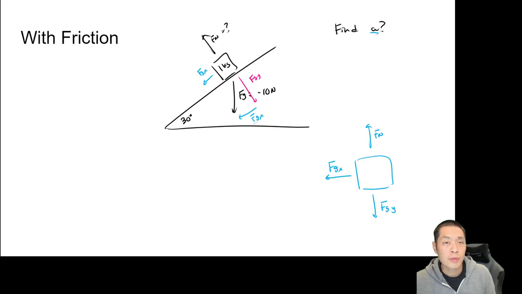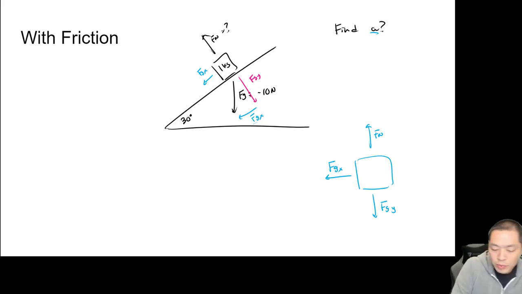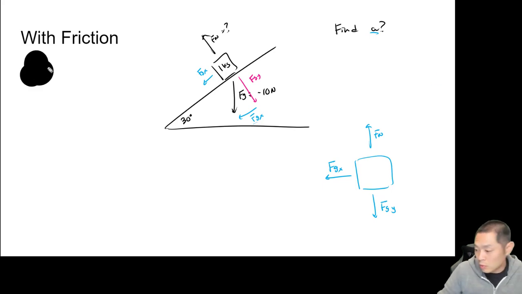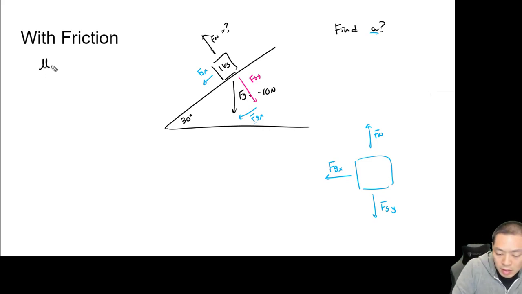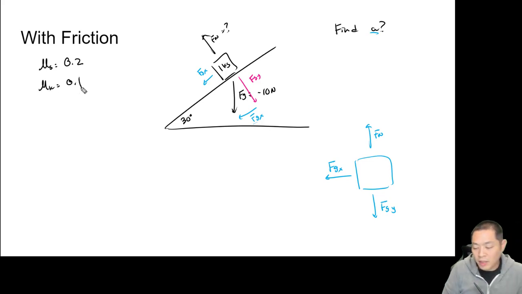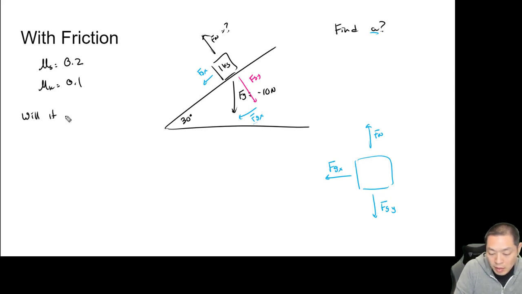Okay, so if there's friction, we need a mu. So I'm going to add that right here. Let's say this one's with friction, so you have mu s, which is, I'm going to make it pretty small, 0.2, and let's say mu k is 0.1. Okay, so we want to ask ourselves, will it move? So we want to find out.